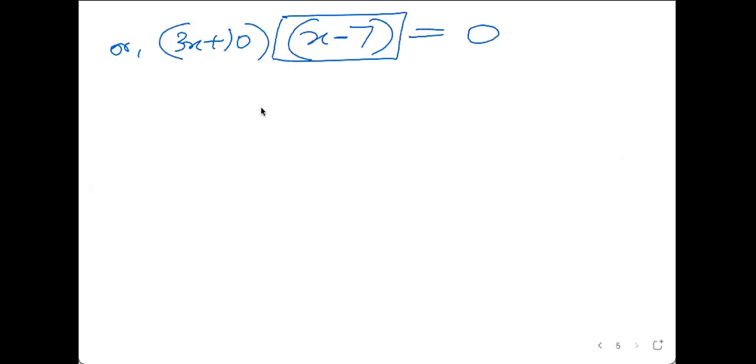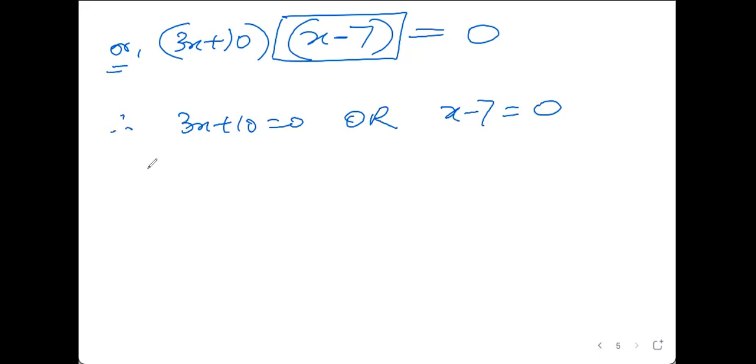After this step, we can skip a few steps, but one step that we should not skip is therefore 3x plus 10 equals 0, or x minus 7 equals 0. So this implies x equals minus 10 by 3, or x equals 7. Minus 10 by 3 or 7.